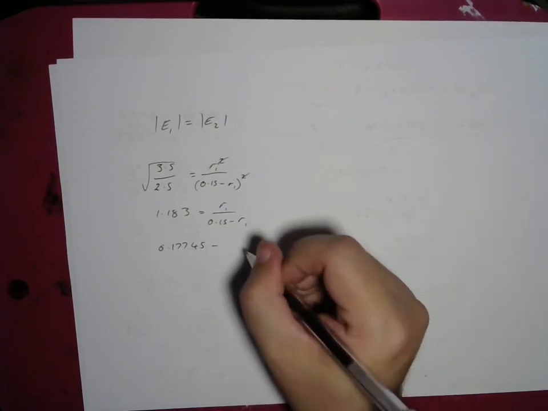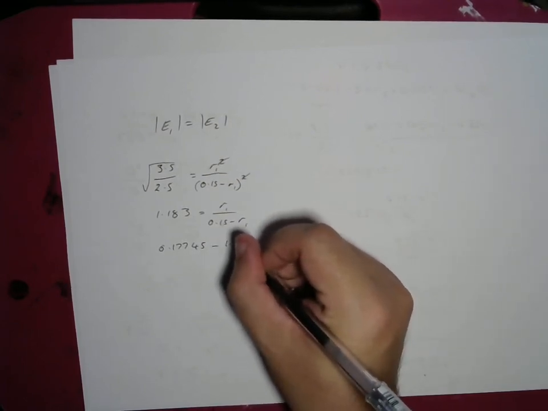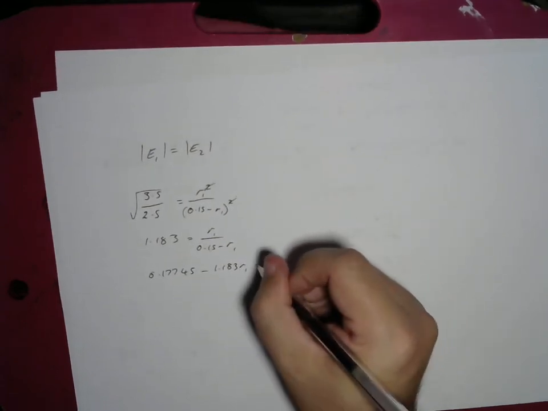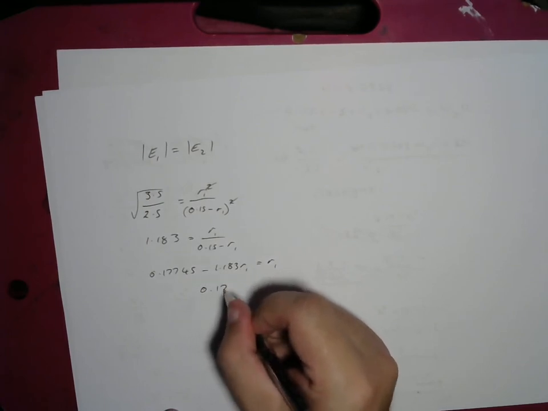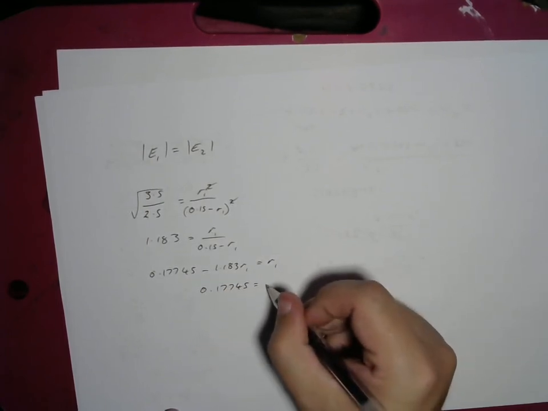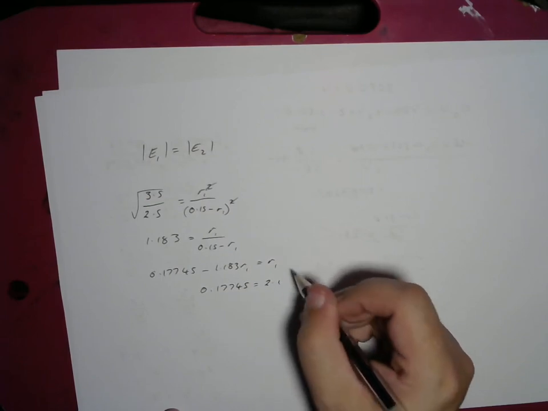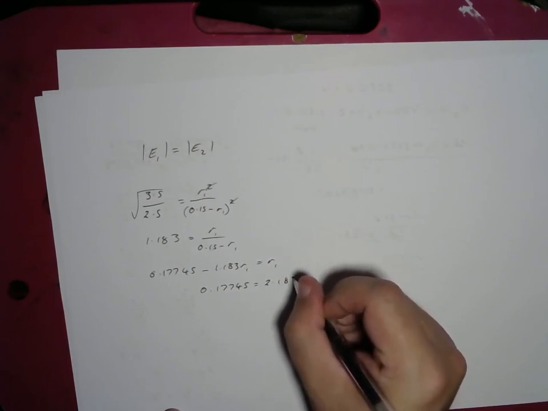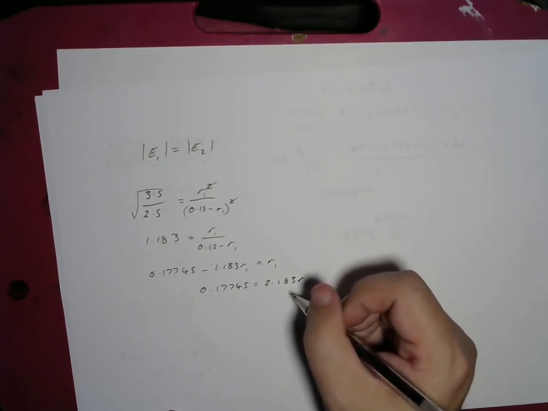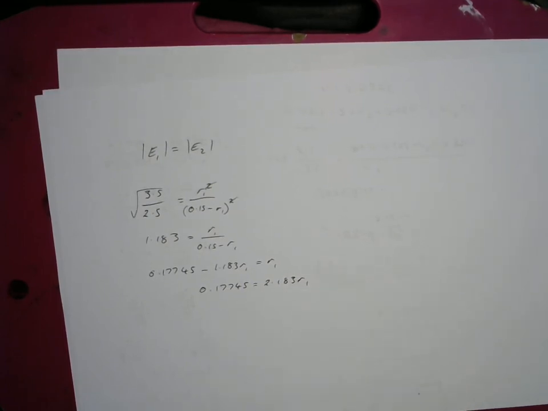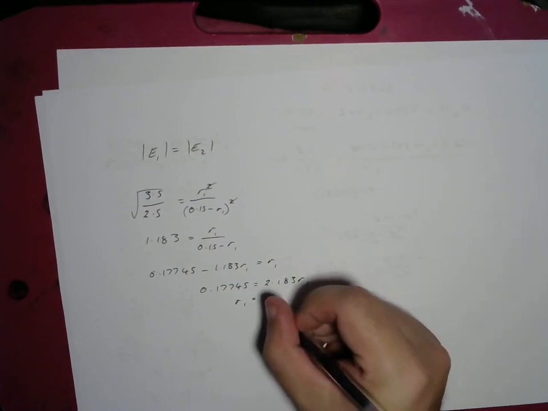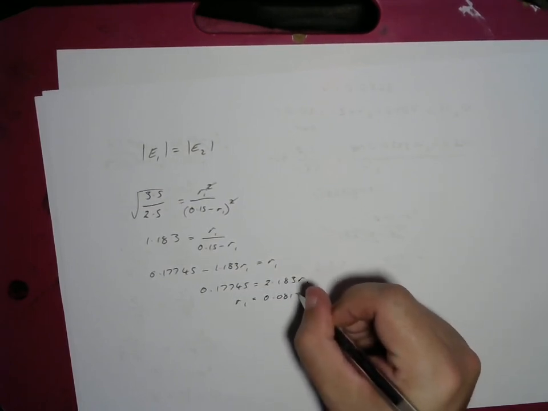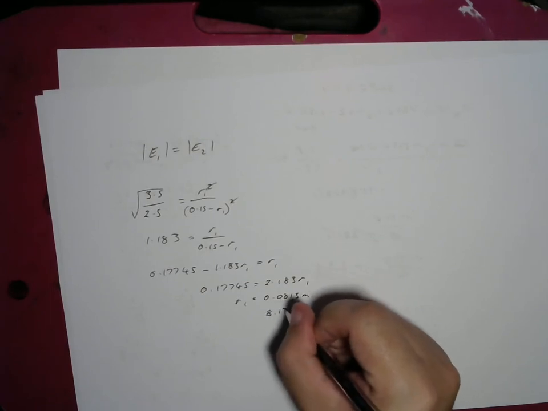Take away 1.183 R1 equals R1. Let's add that to the side. 0.17745 equals 2.183 R1. And then if we divide that over, divide by 2.183, you get that R1 equals 0.0813 meters or 8.13 centimeters.